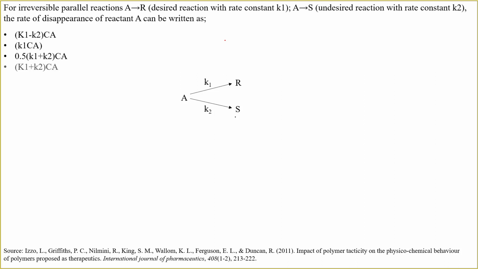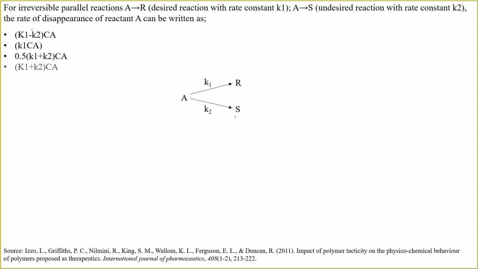So the rate of disappearance of A can be written as the rate of formation of R and S. The rate of formation of R will be the rate constant multiplied by the decomposing concentration of A for R, and the same thing goes for K2. Amongst these, you can see the first expression, K1 minus K2.